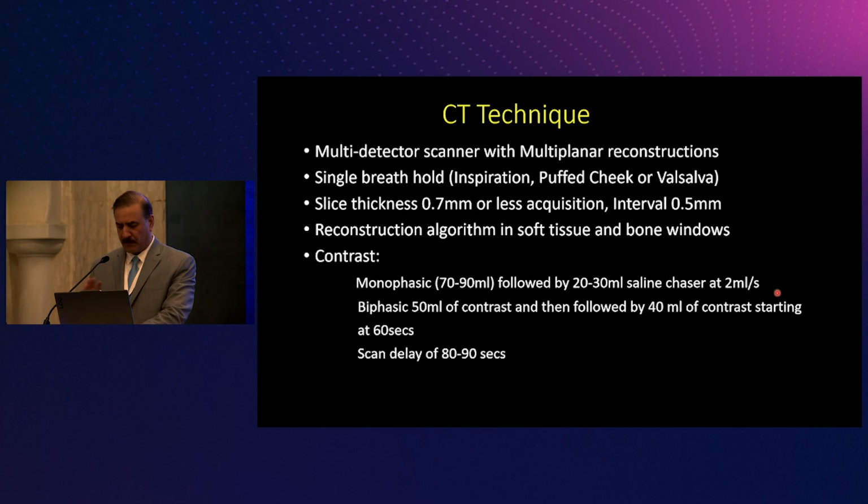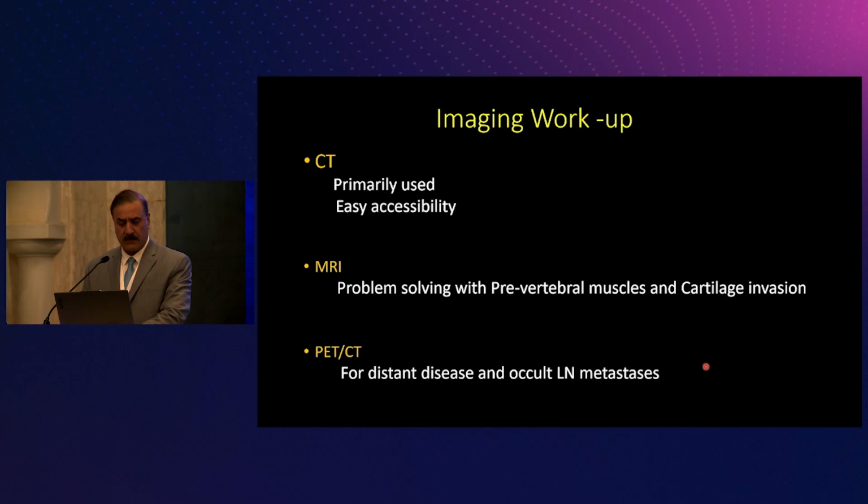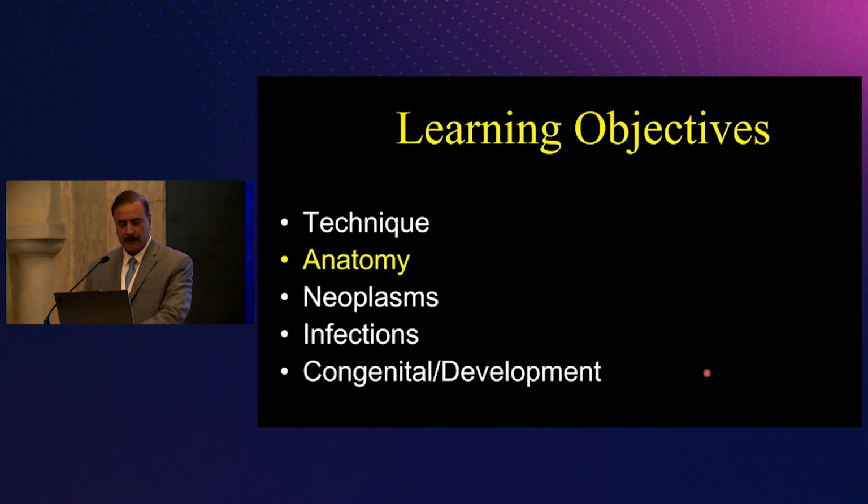Again, I'm not going to go over the CT. We went over it, multiplanar capabilities, and that's what we use mostly. You can do, again, monophasic or biphasic contrast injection, but we typically use the monophasic just to save some time. CT, again, primarily used for this. MR, problem-solving tool, but very important here is the involvement of the prevertebral fascia or the prevertebral muscles. PET will be used in the post-treatment settings.